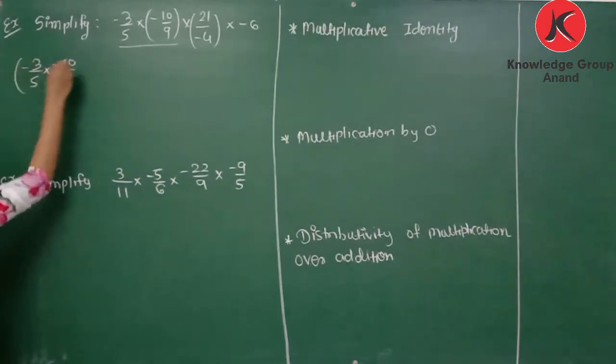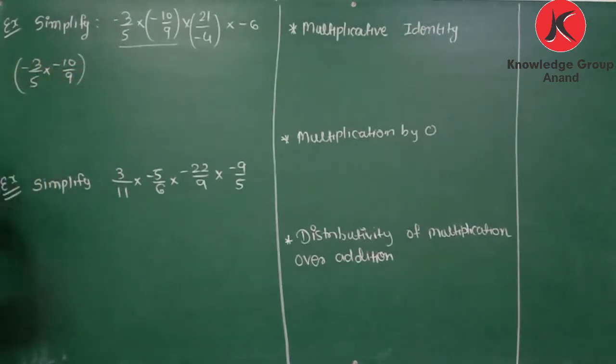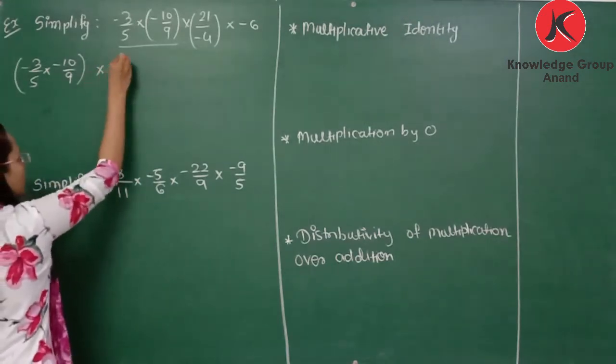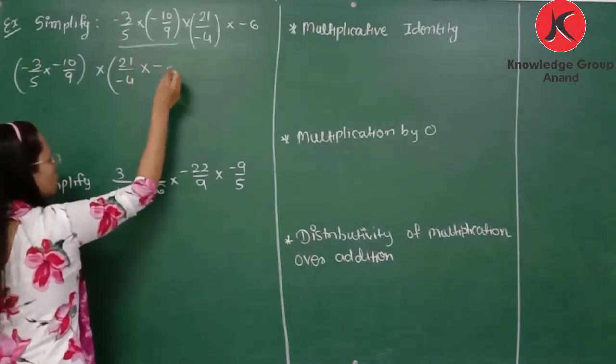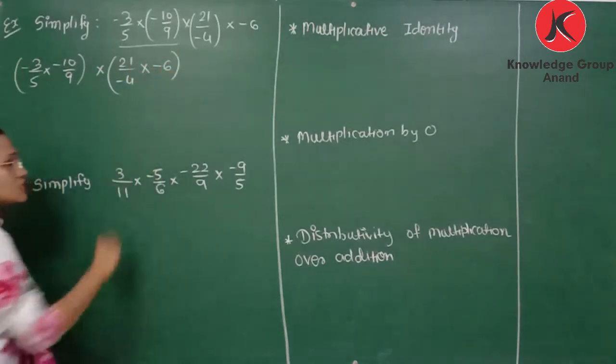Why? Because it is clearly seen that 5 is cancelled. 5 cancelled this minus 10 by 2 and 9 3s are 9. So here it will be easy to find the multiplication of these two rational numbers, and we multiply 21 by minus 4 with minus 6.